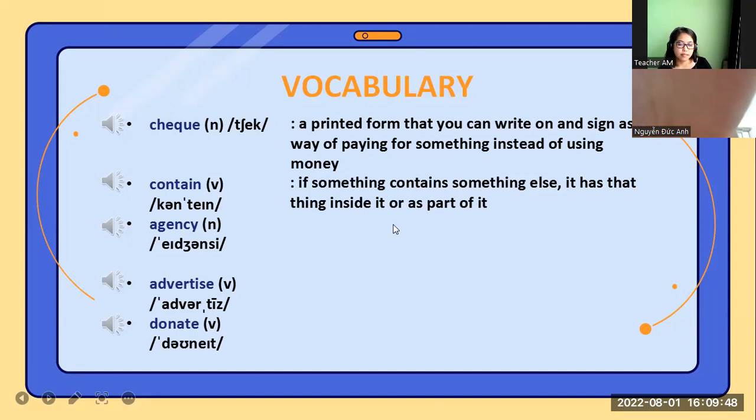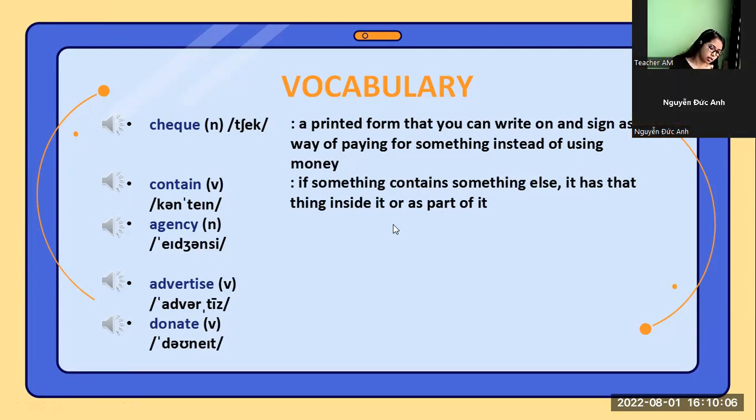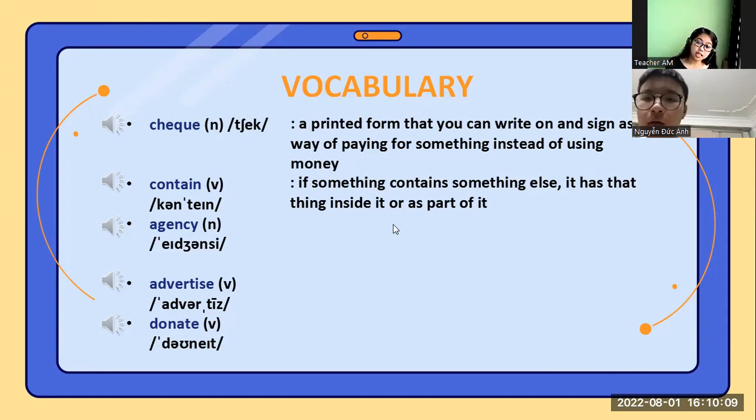This means if something contains something else, it has that thing inside it or as part of it. For example, you have a tumbler. Do you know what tumbler is? Okay, so when you say tumbler, it is a container that has water in it. That's an example of contain. What about agency?